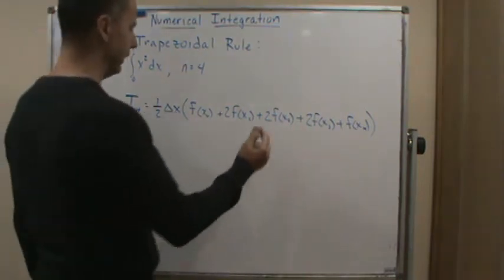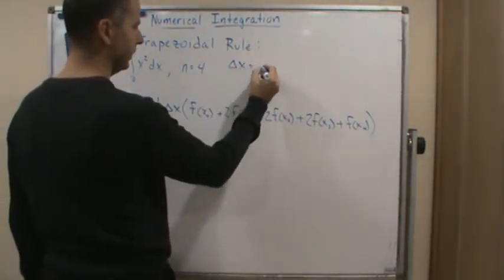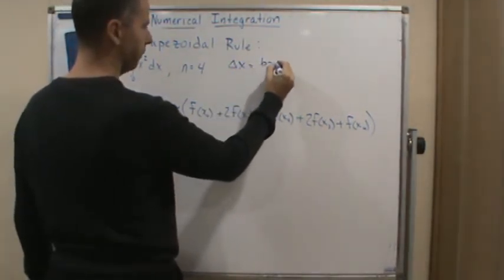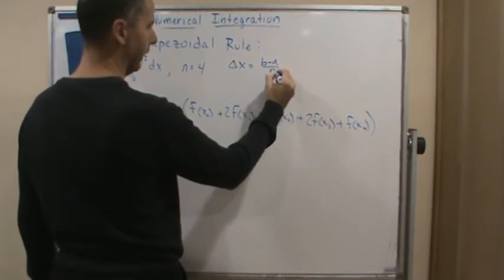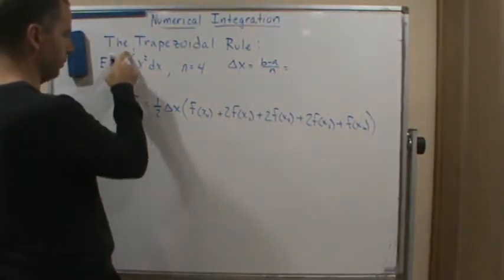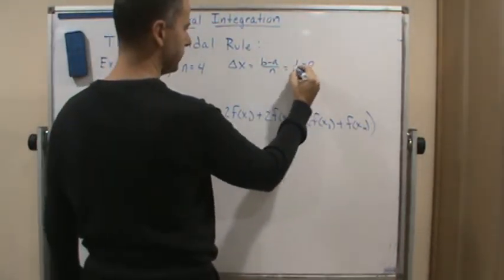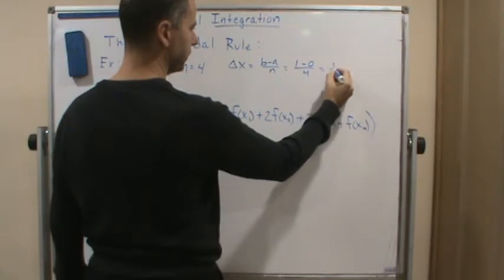Okay. So what do we need to know? Well, we need to know delta x. Delta x is again equal to b minus a over n, which in this case, a and b are right here, 0 to 1, and n is 4, so it's going to be 1 minus 0 over 4, which gives us a fourth.